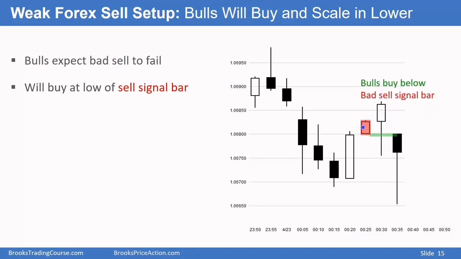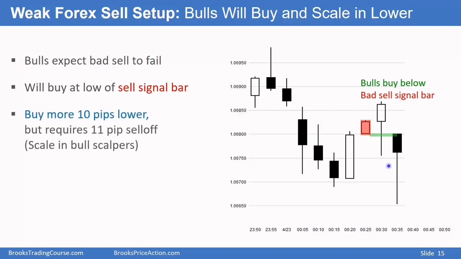A bad sell signal bar, and therefore a lot of bulls will buy at that low, betting that the bear breakout will fail, and they'll look for a scalp. They might buy more 10 pips lower, but it requires an 11 pip sell-off for them to be able to scale in 10 pips lower. These are scale in bull scalpers.